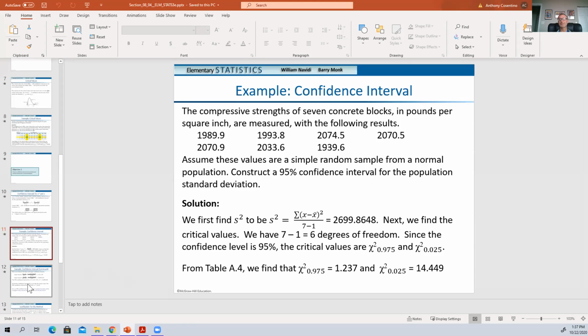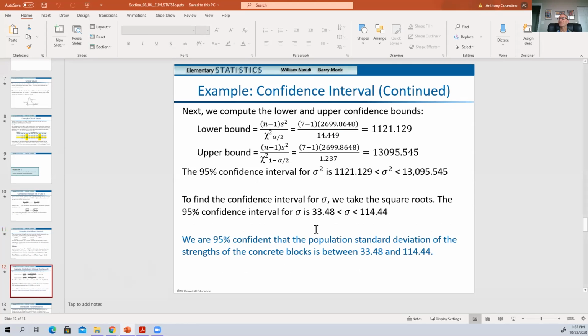So now what? Well, just plug and chug a little bit. The idea is that you plug these numbers in. The lower bound for the variance is going to be 1121.129, right? We divide by the 14, that's the big number. And then you divide by the small number, that's going to be your upper bound, and you see that ends up being 13,095. So for a 95% confidence level, you would have the variance between 1121 and 13,095. Pretty big variation, right?